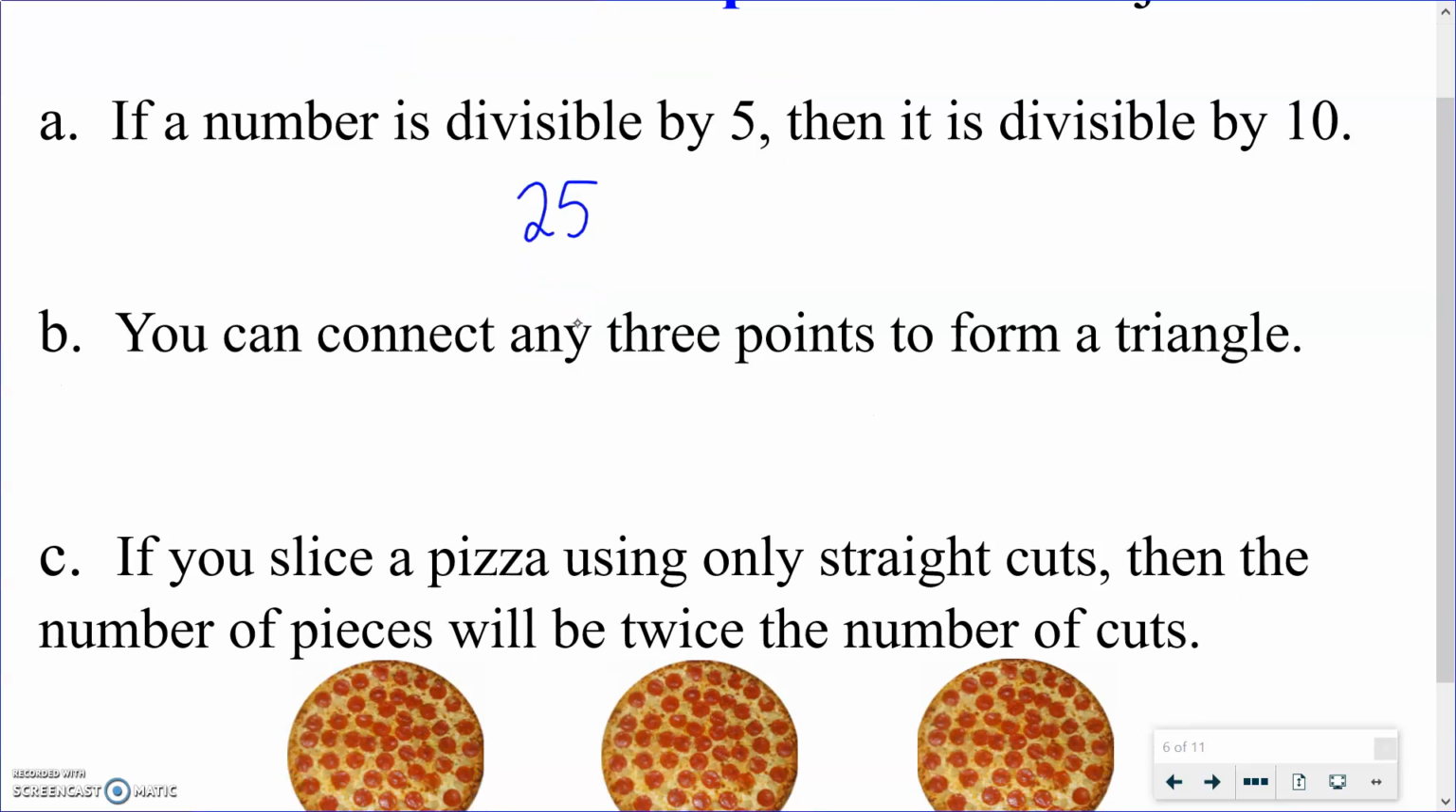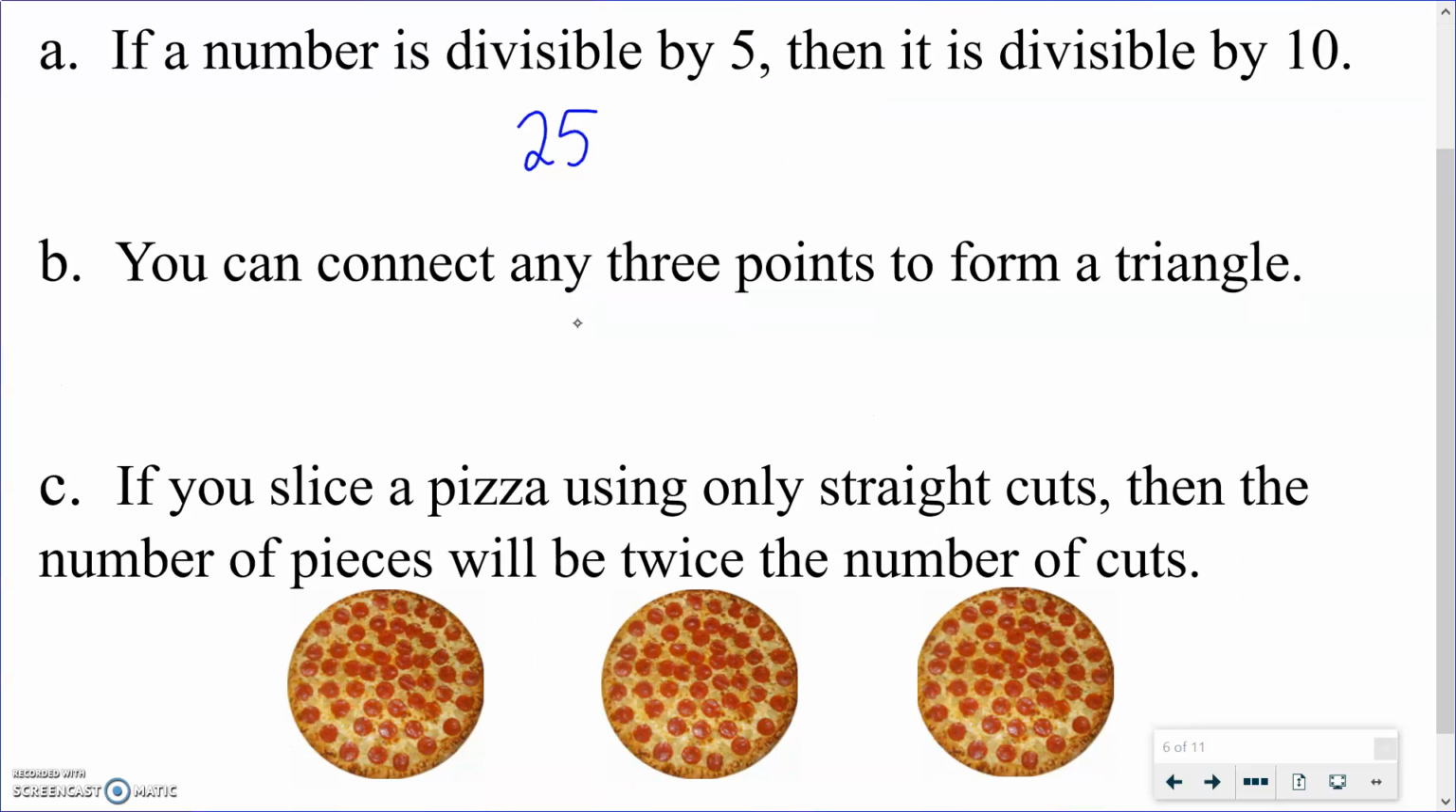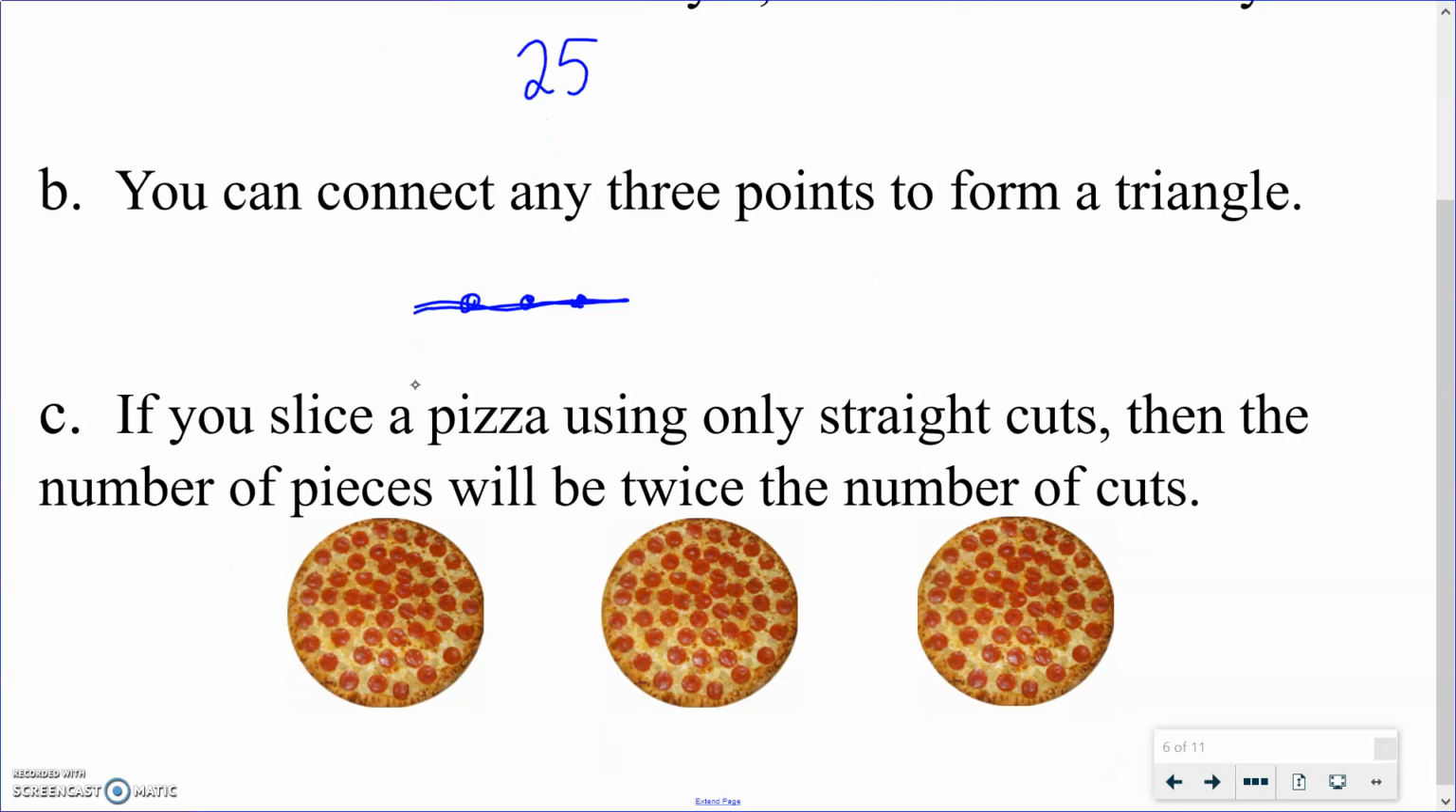The next one is you can connect any 3 points to form a triangle. Again, we want something that proves this not true. So what are 3 points that I cannot connect to form a triangle? The answer here is 3 collinear points. If you can draw a line through them, you're not going to be able to connect those to form a triangle.